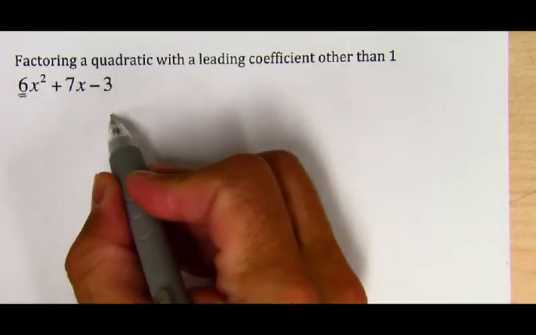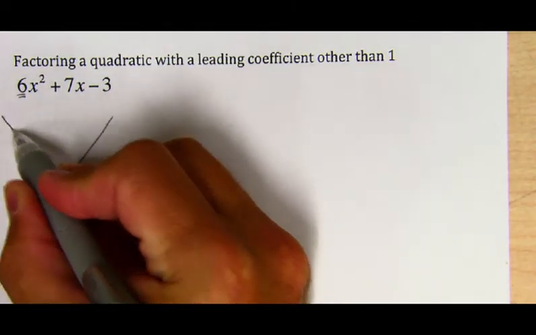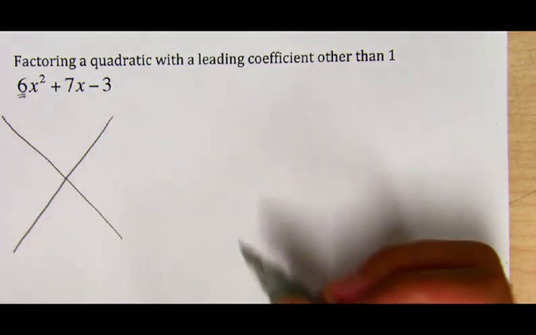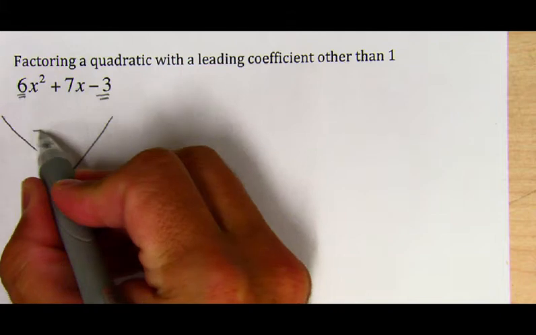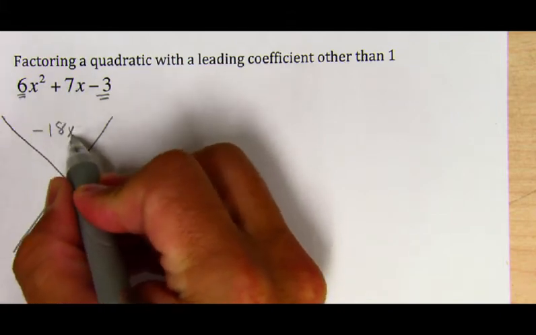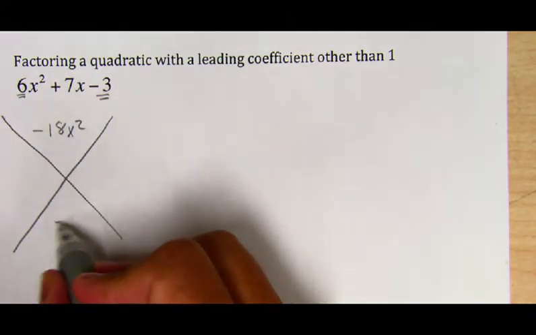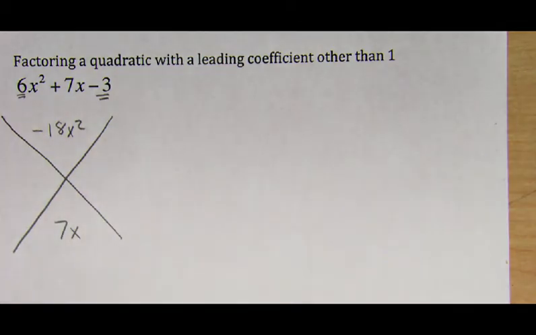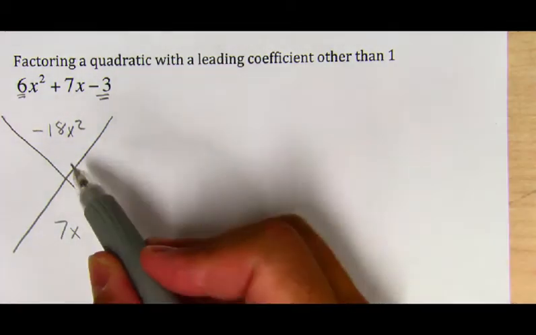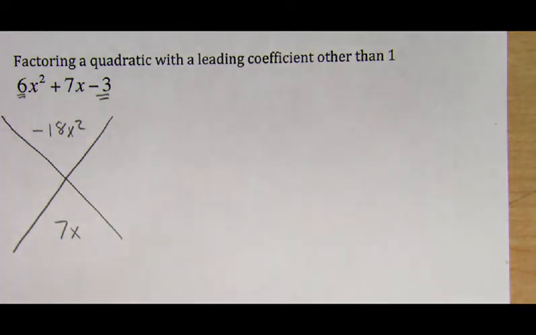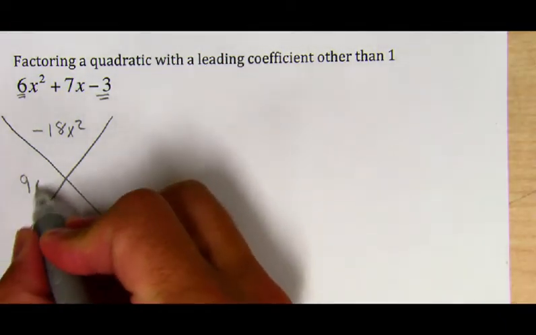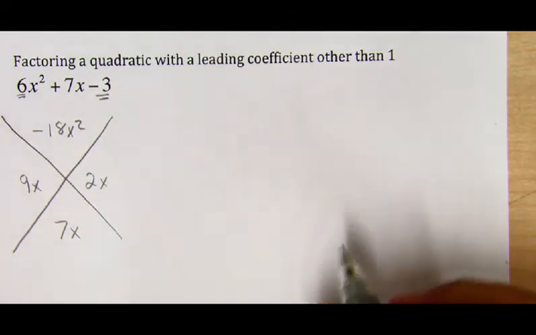So we start off the same way we did the other quadratic. I'm going to make my x, which is my diamond problem, and multiply the first term and the last term, which will give me negative 18x squared. Then on bottom, I'm going to put 7x. So now I need two numbers that will multiply to give me negative 18 and add to give me a positive 7. And that ends up being 9x and 2x.